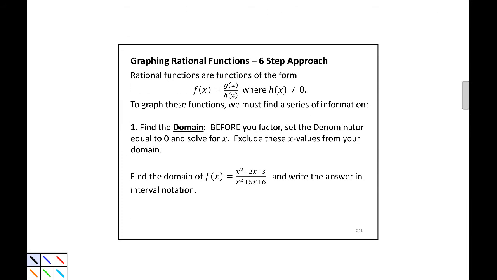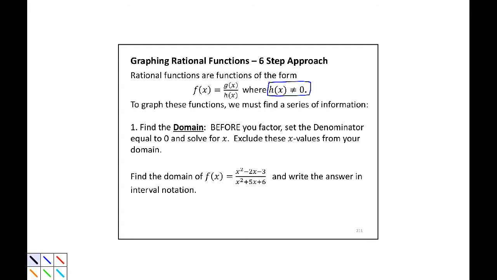Graphing rational functions, the six-step approach. We've already said that rational functions are functions of the form f of x equals g of x divided by h of x, where h of x does not equal 0. So to graph functions of this form, we must find a series of information. First, find the domain. Before you factor, set the denominator equal to 0 and solve for x. Exclude these x values from your domain.